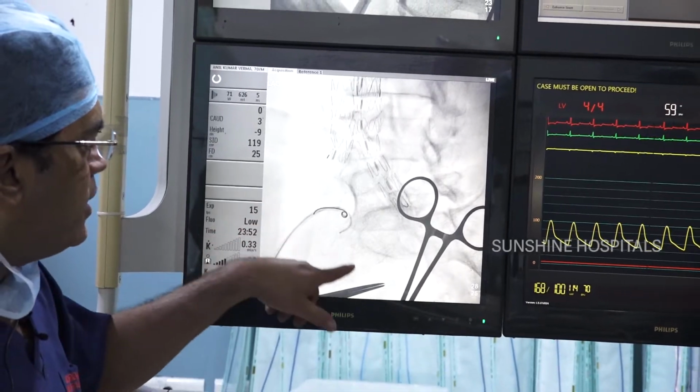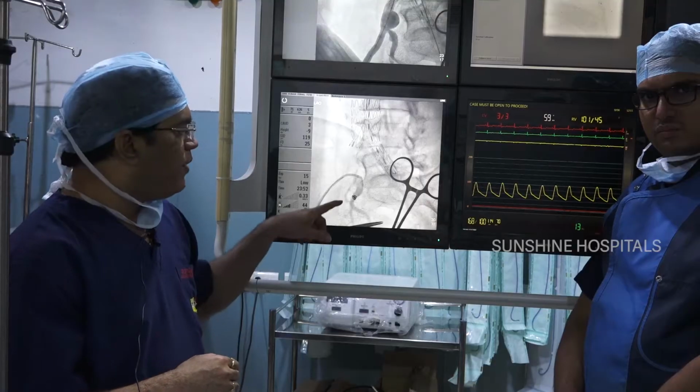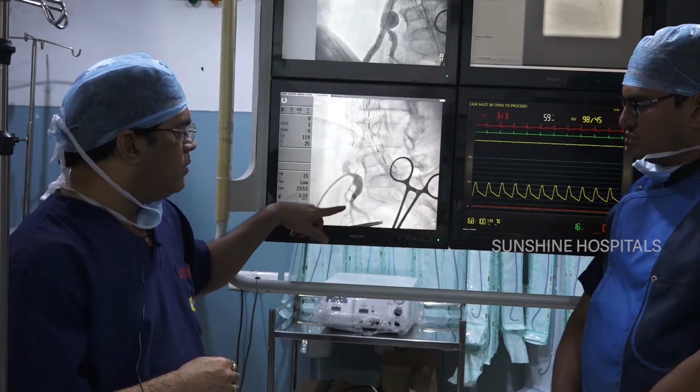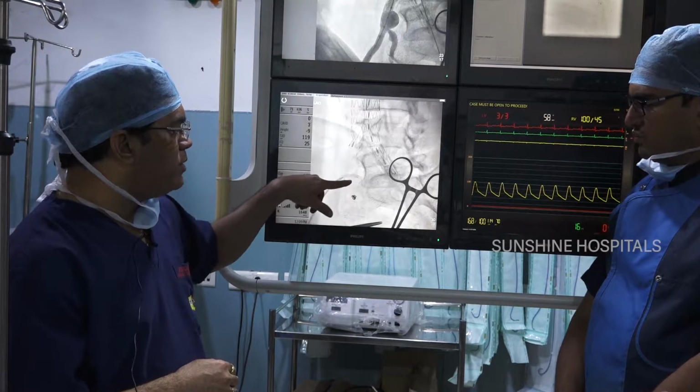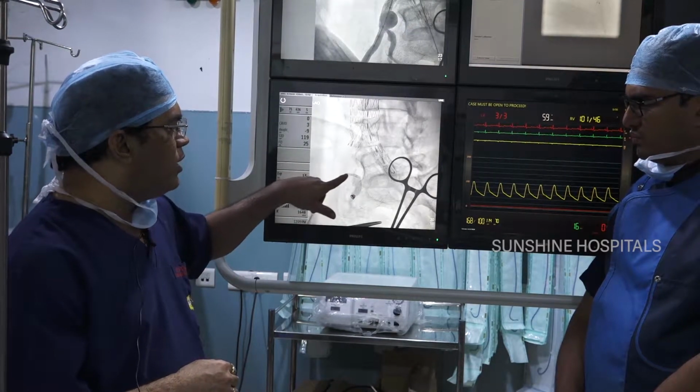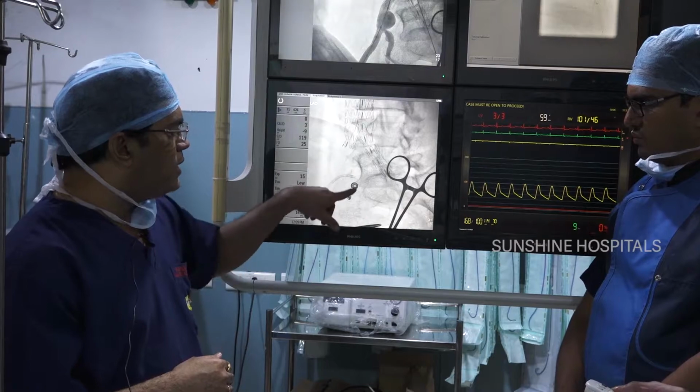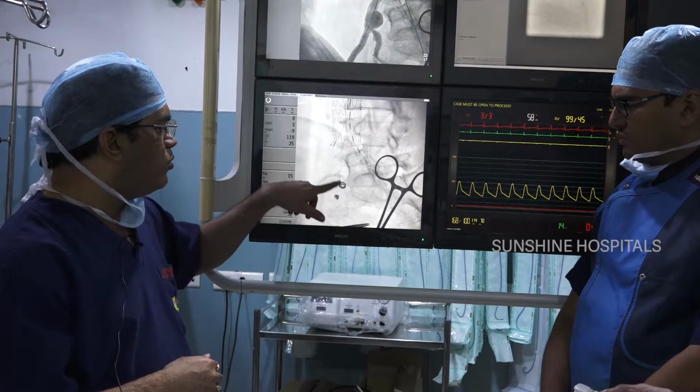Now, we are inserting the first coil. This is the 5 millimeter coil, because here the vessel is not that big, here is the bigger one. Once this is thrombosed, endoleak will not take place. So, this is another 6 mm coil. So, we have put 2 coils.